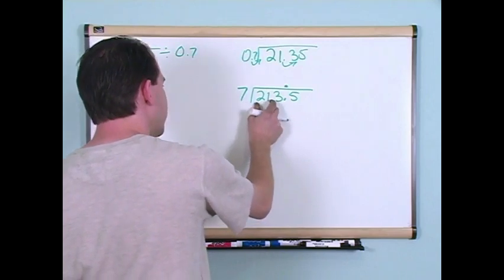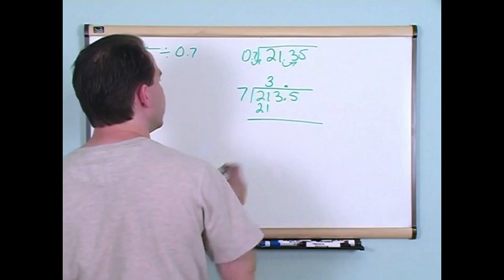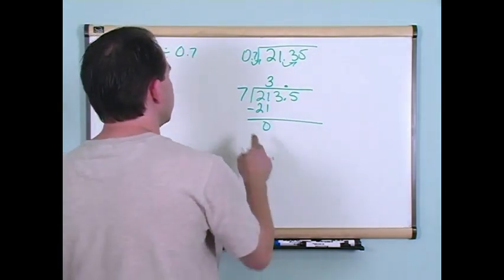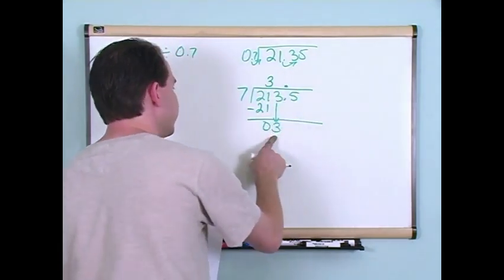Can 7 go into 21? Yes, it can go 3 times. 7 times 3 is 21. Okay? You subtract this, you get a 0. Okay? Can 7 go into 0? No, it can't, so you drag your 3 down. Can 7 go into 3?